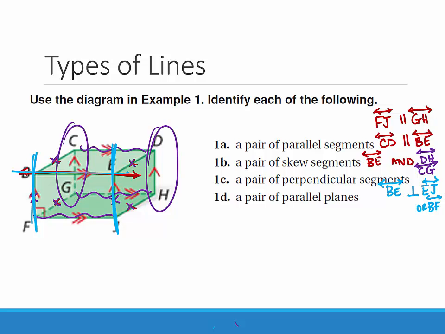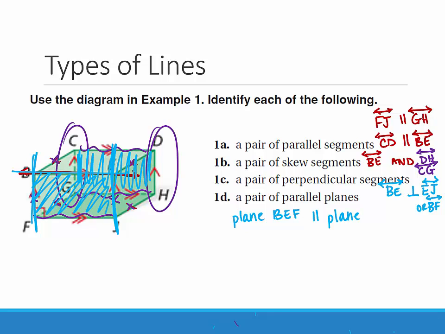And then a pair of parallel planes. Remember, planes are like sheets of paper. So let's use the front half of our cube. So we have plane BEF. And then the back of our cube is plane CDH. Remember, you just need 3 points, so you could have labeled it GCD, and it's the same thing.